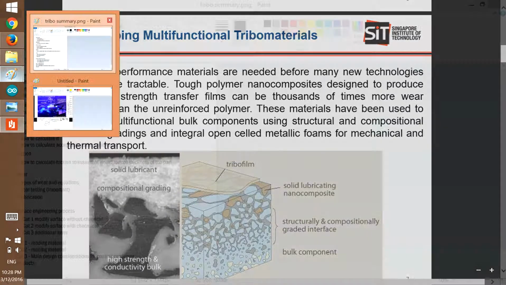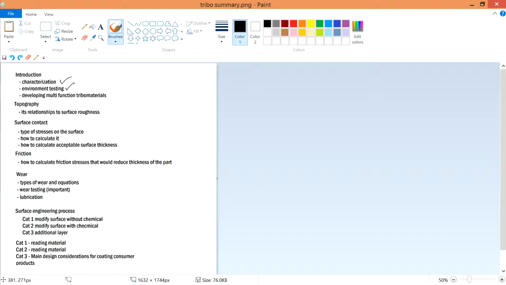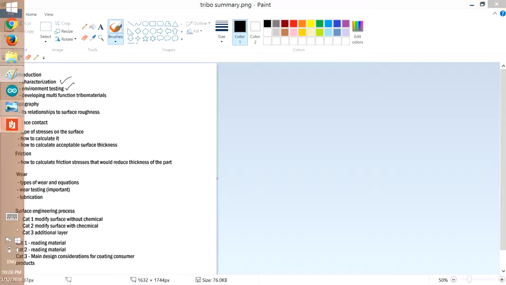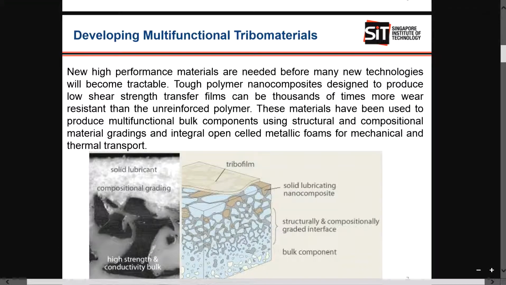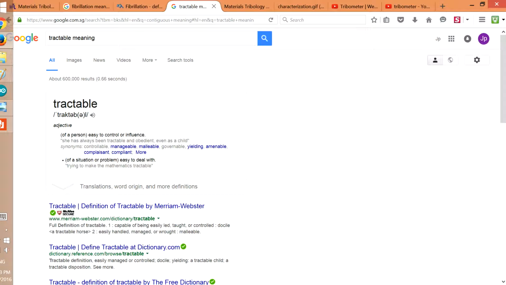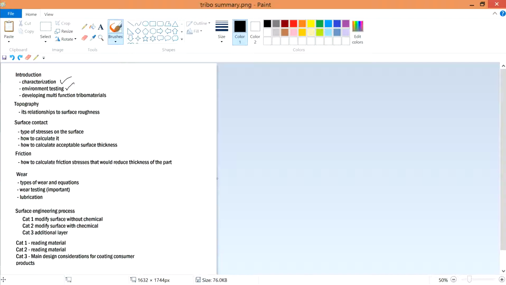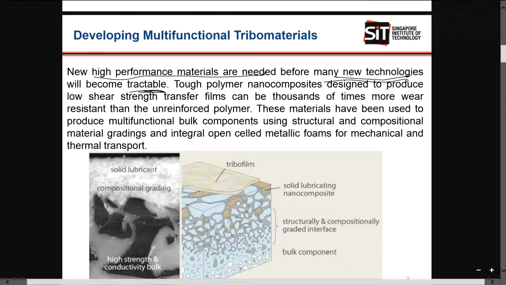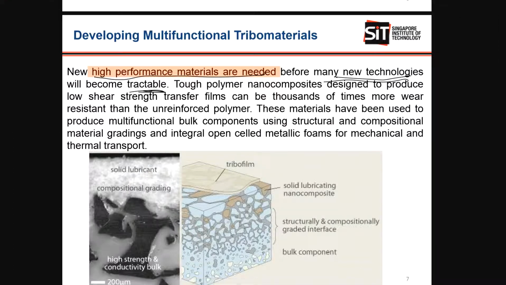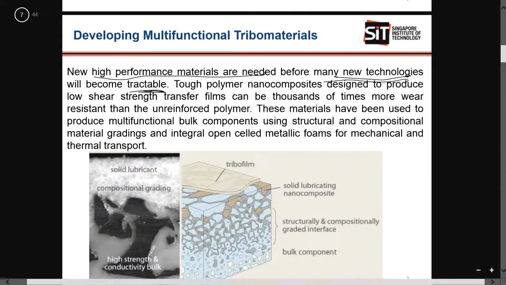So the next one is the last one, which is developing multifunctional tribological materials. So the first sentence, I don't know what he's talking about. "New high performance materials are needed before many new technologies will become tractable." So tractable means easy to control. So how does easy to control a technology delay the performance of the material? Like, I don't know what is going on.